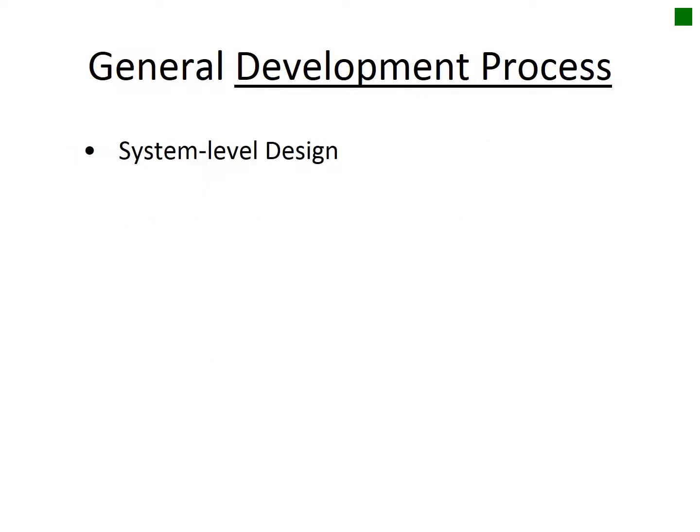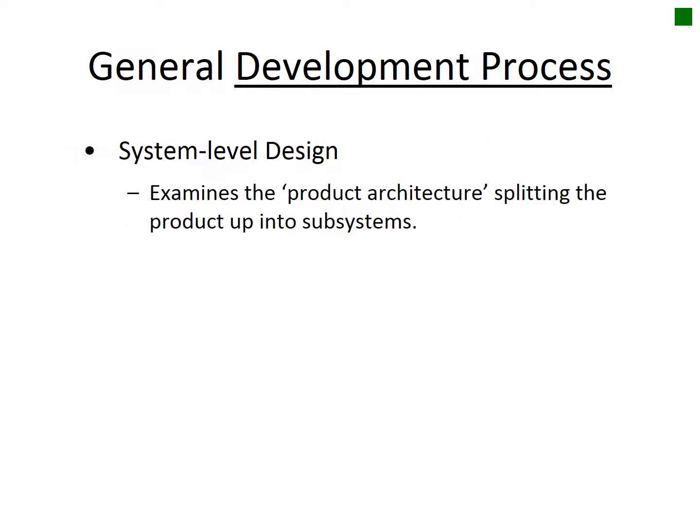The next step then is system level design. When we think about system level design, we have something we call the product architecture, which thinks about taking the product, splitting it apart into modules or subsystems that can be produced simultaneously and then have the product assembled all at once. So that's something we're thinking about.